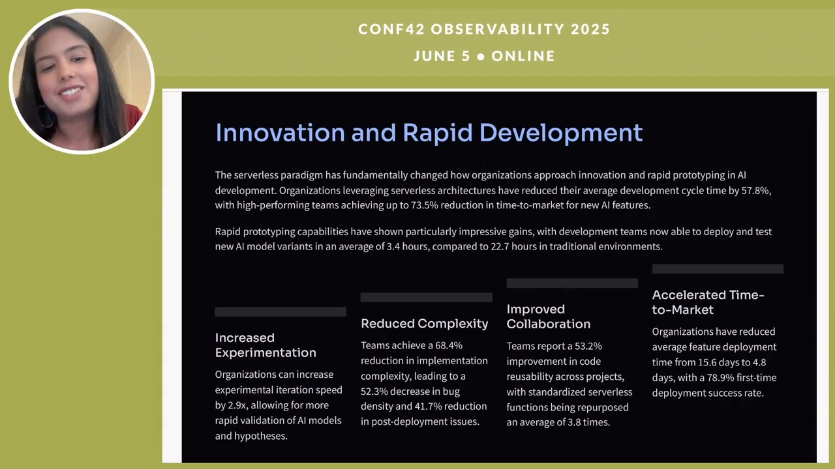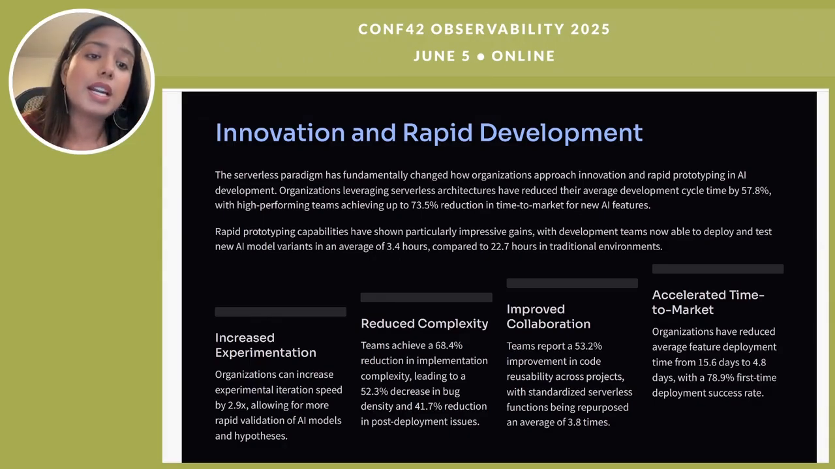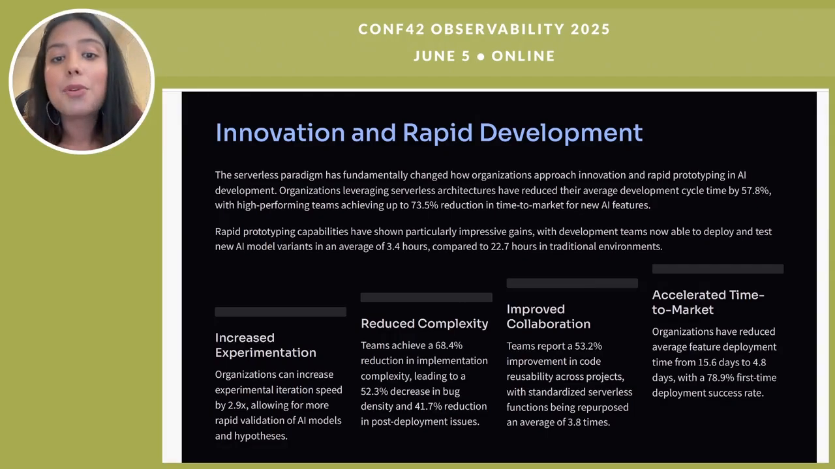That's incredibly fast. Rapid prototyping in particular sees impressive gains. Development teams can now deploy and test new AI model variants in just 3.4 hours compared to nearly 23 hours in the traditional environment. This agility fuels increased experimentation, reduced complexity, improved collaboration, and accelerated time to market.